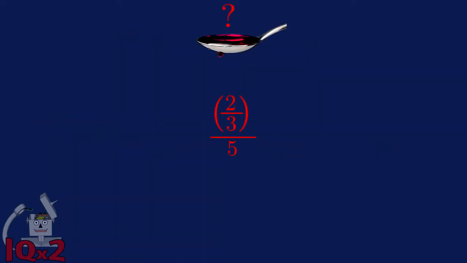First, let's see if we can simplify the numerator here and get rid of this 3. To get rid of the 3, we would have to multiply this 2/3 by 3. But if you want to multiply the top by 3, you also need to multiply the bottom by 3. Why? Well, take a look.